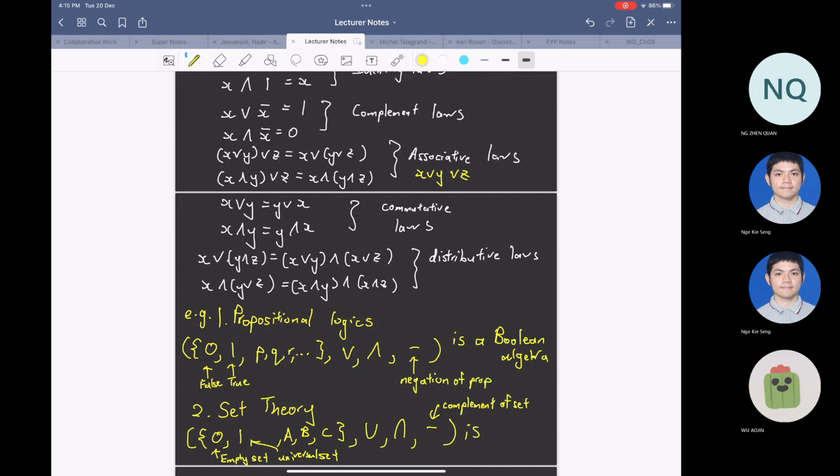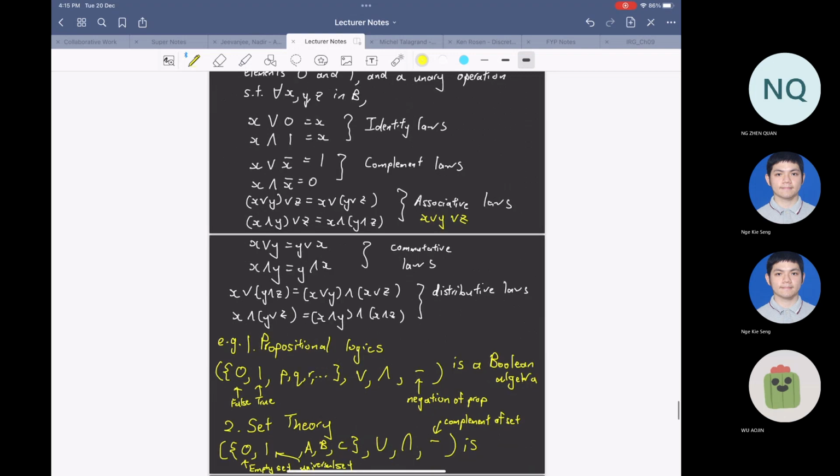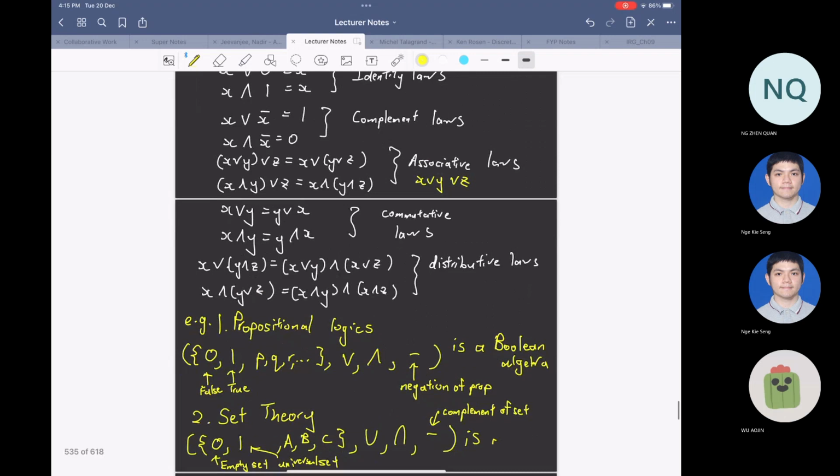And then we also have the long list of formula, right, for set theory. Okay, those lists also contain these laws. So Boolean algebra is a set theory. Set theory is a Boolean algebra. Okay.